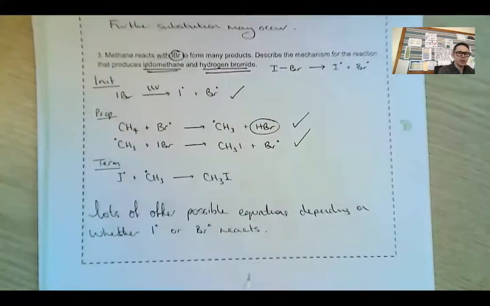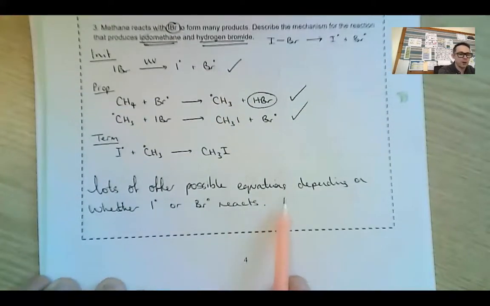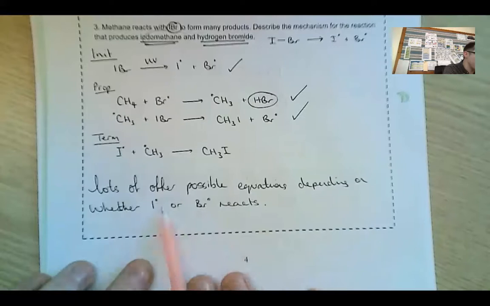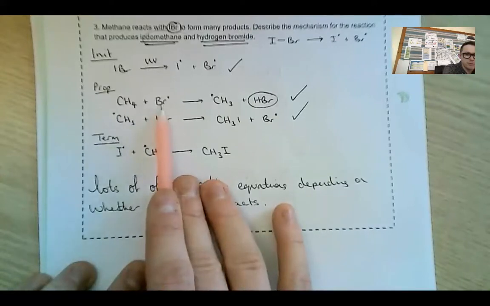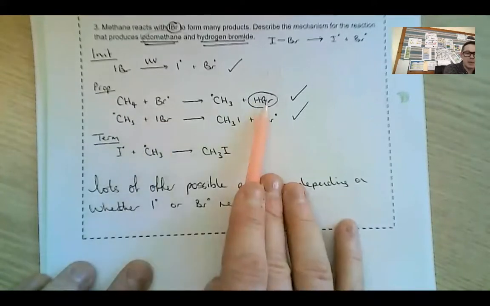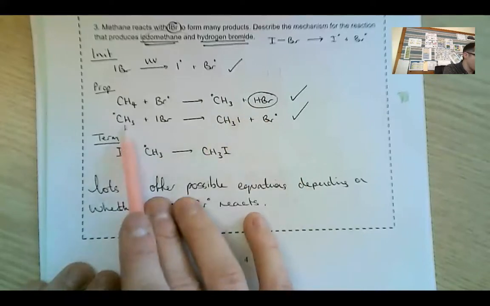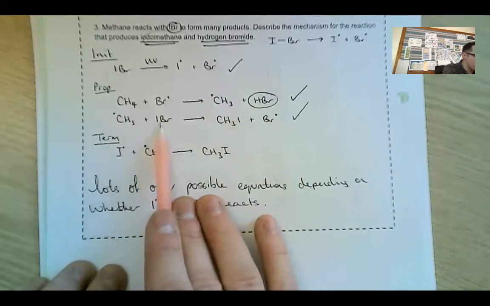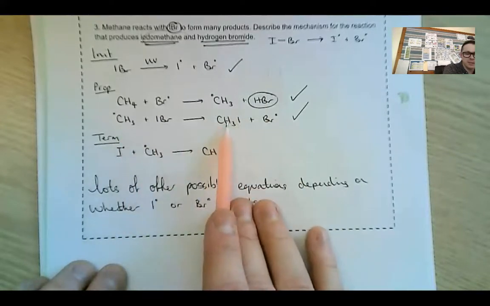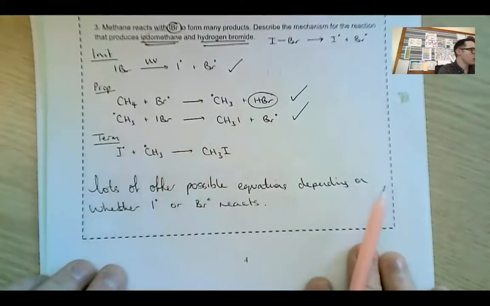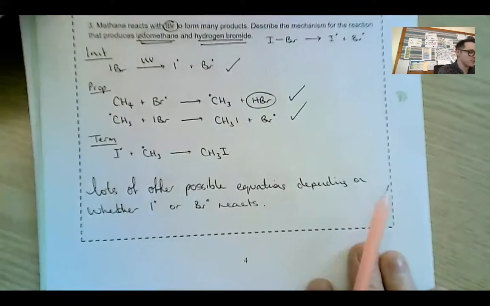So I've put under here lots of other possible equations depending on whether the iodine or the bromine reacts. If this was swapped for an iodine, you'd make IBr, okay? If here it wasn't iodine attached, you'd end up with bromomethane, okay? So there's lots of feasible products. We're just giving the ones that the question has asked for.